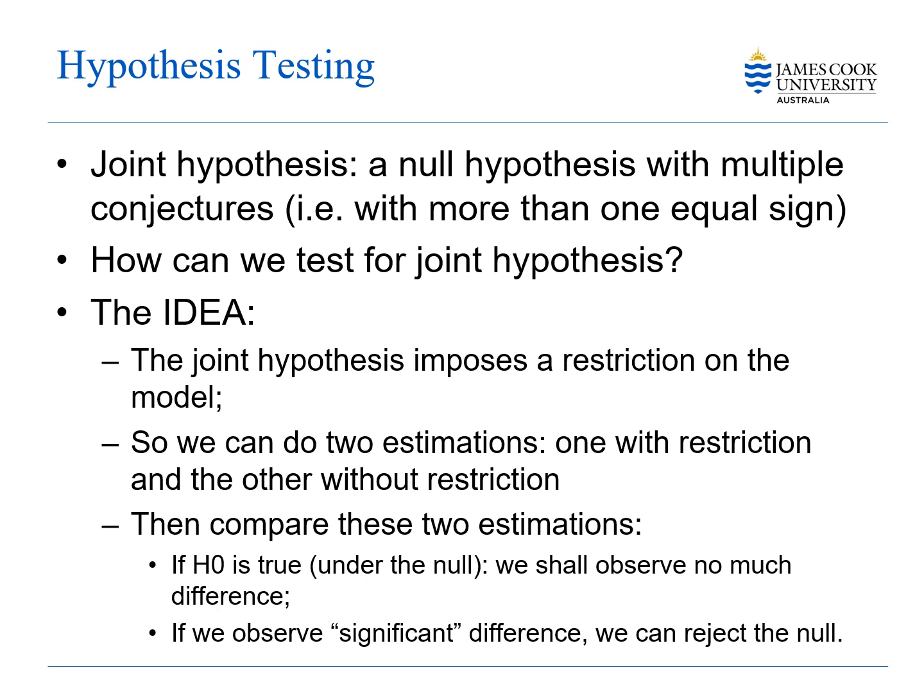So for example, our null could be beta 2 is equal to 0 and beta 3 is equal to 0. So we have two equal signs here, against the alternative, which is beta 2 is not equal to 0 or beta 3 is not equal to 0, or both.